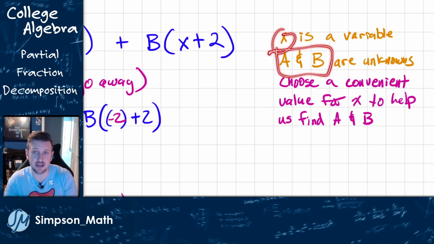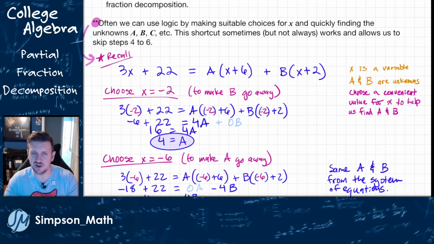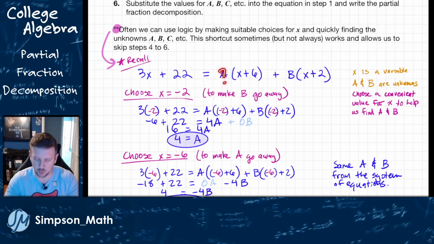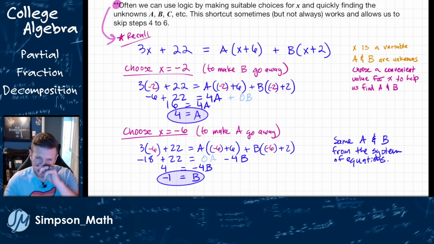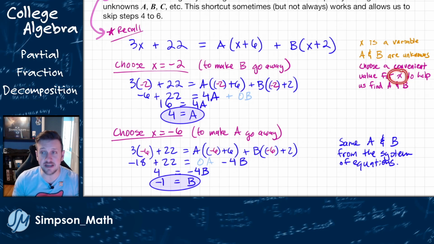All right, so x is taking on a whole bunch of values, basically all values at once. It's a variable, whereas a and b are just unknown constants. It's just a question mark that I'm trying to determine. So what we're going to do is choose a convenient value for x to help us find a and b.